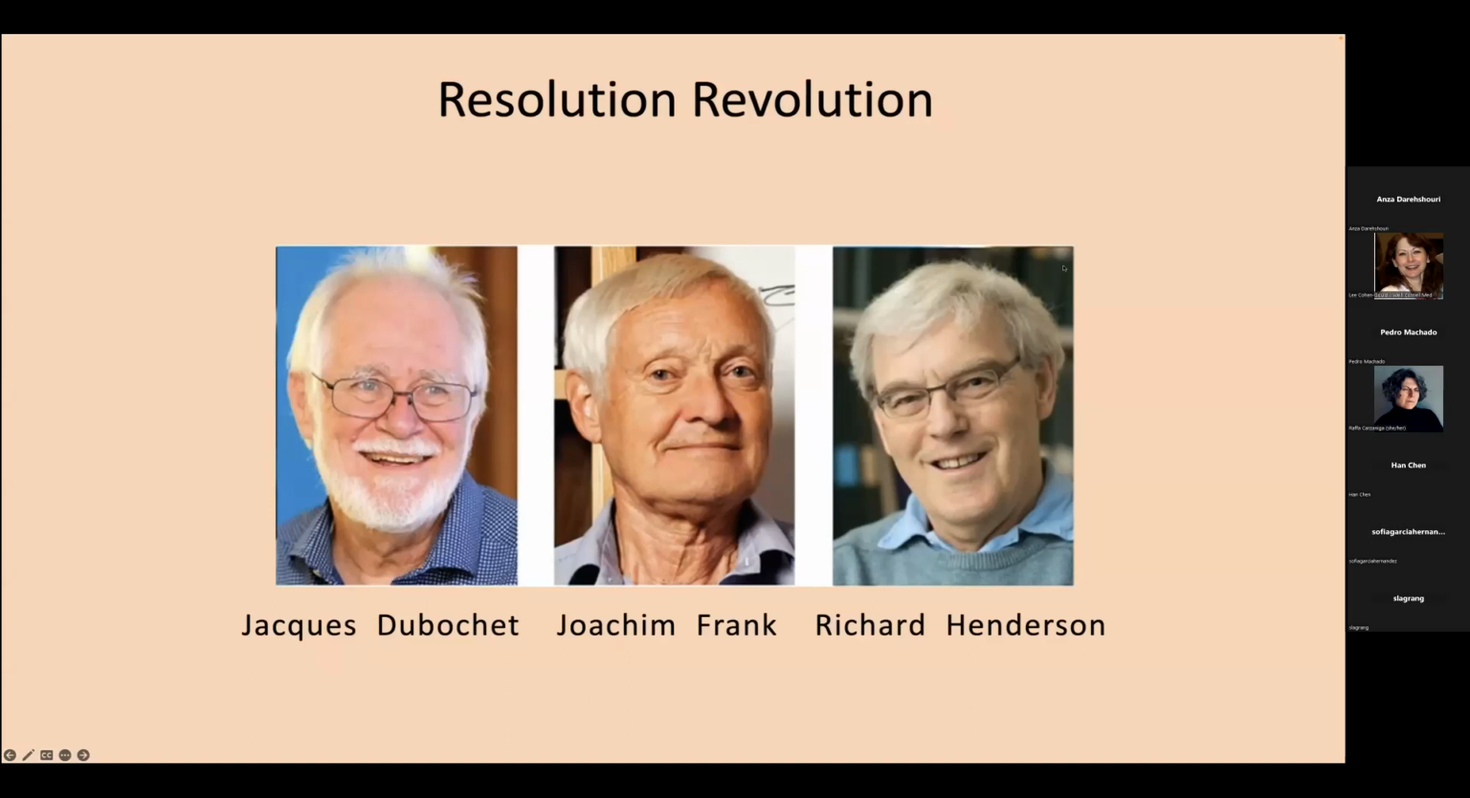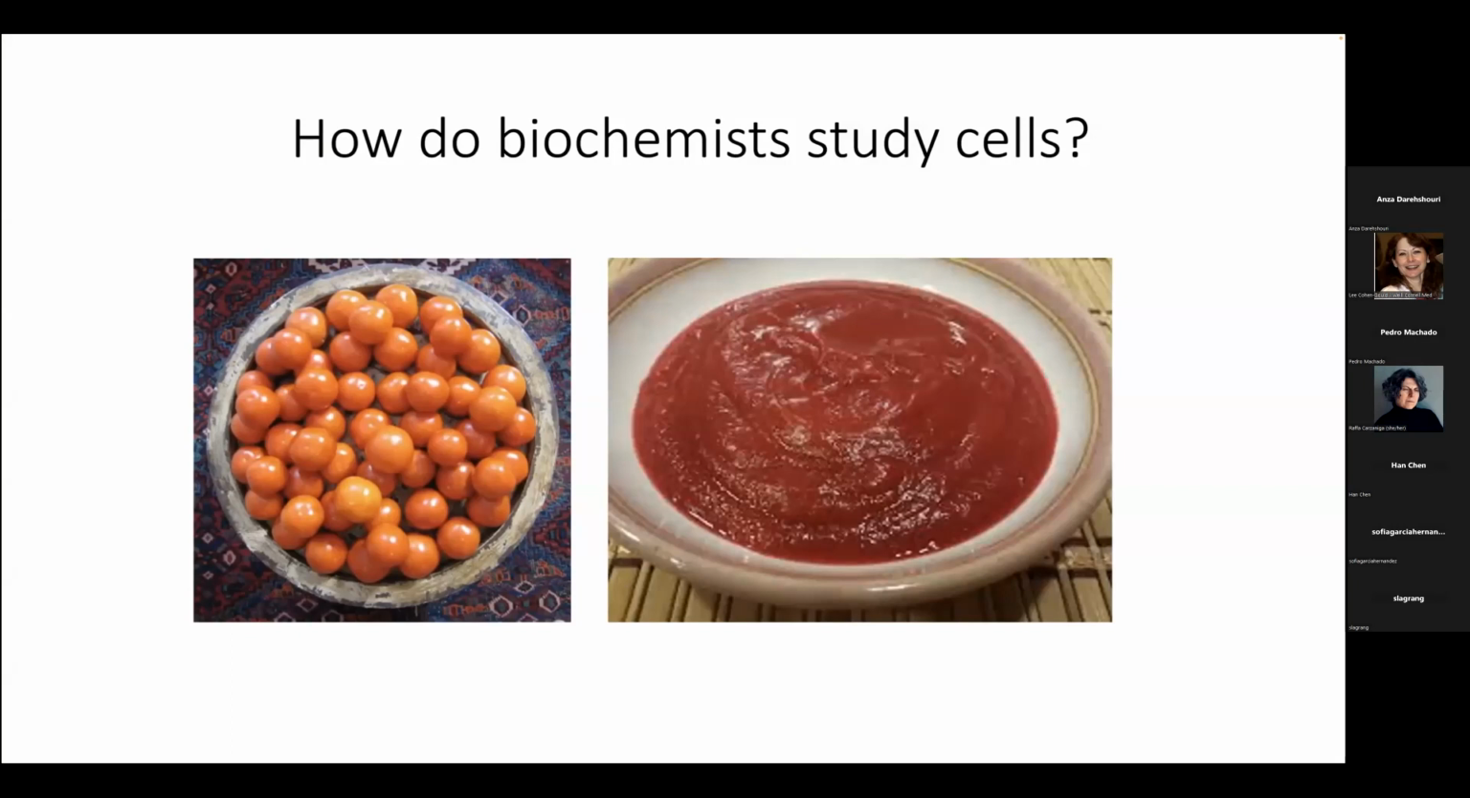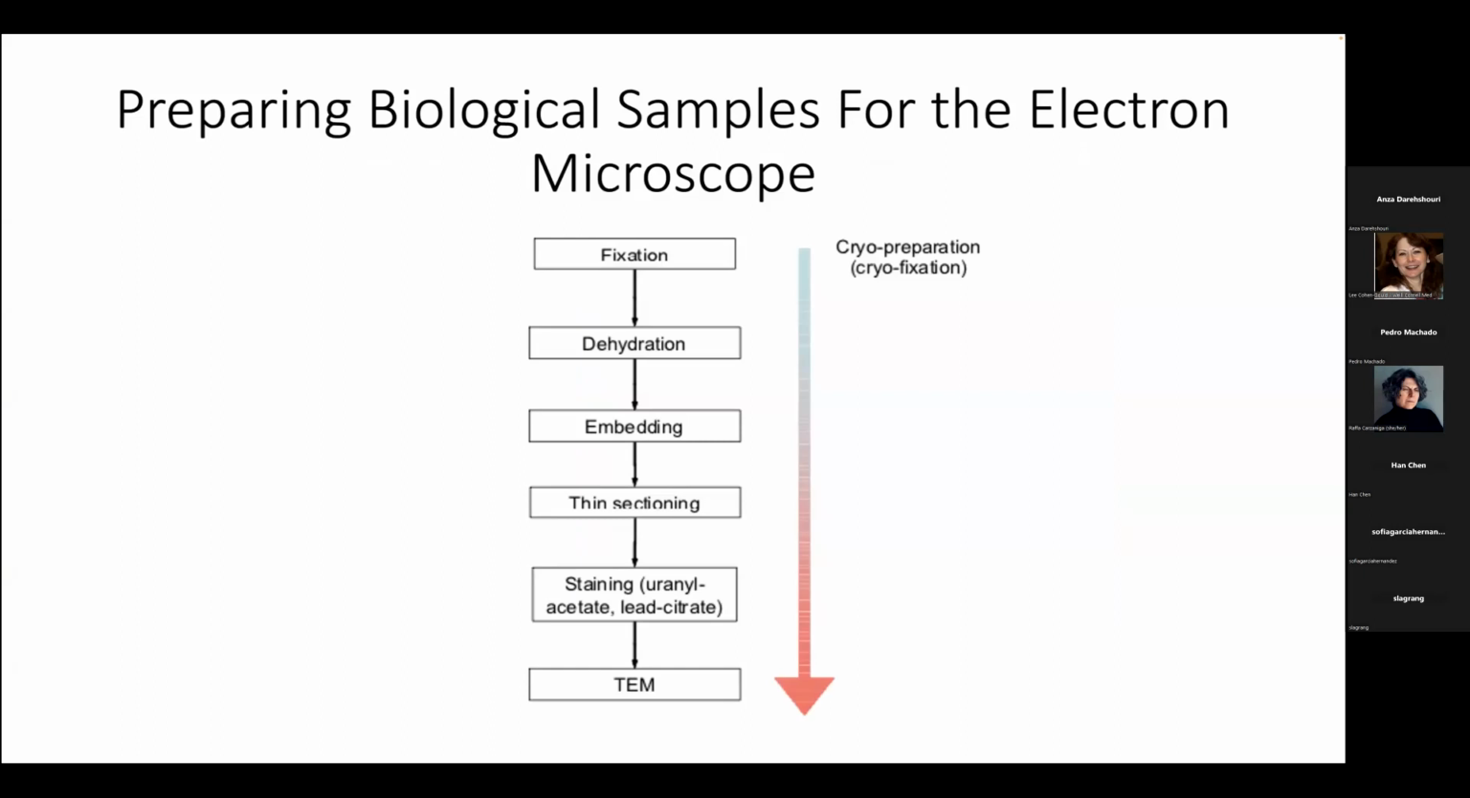And then in 2017, we had the revolution. The Nobel Prize in cryo-EM was awarded, and everyone got super excited. You get back to the point of how biochemists study cells: they make a soup out of it and study the individual components. But that still doesn't get us to the context of what's inside the cell, and how we get back to studying proteins and molecular machines within the context of the cell and the tissue. And so you have to ask how we actually prepare the biological specimens for electron microscopy.